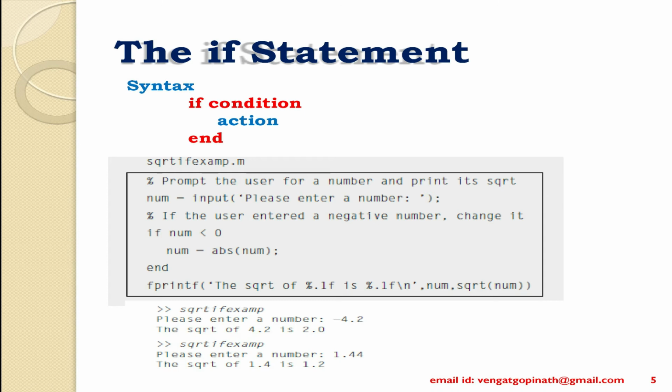The absolute value will be displayed as 4.2. The square root is 2. Seems like the next output also.